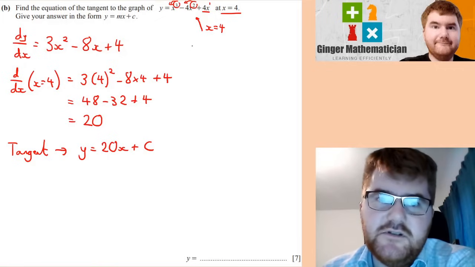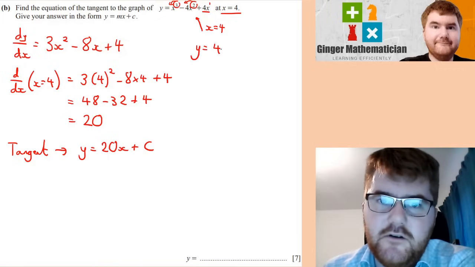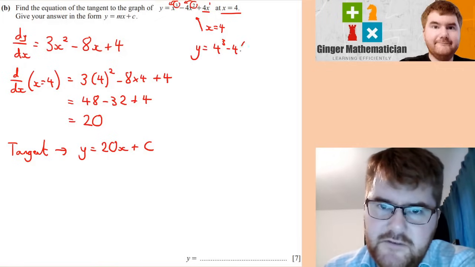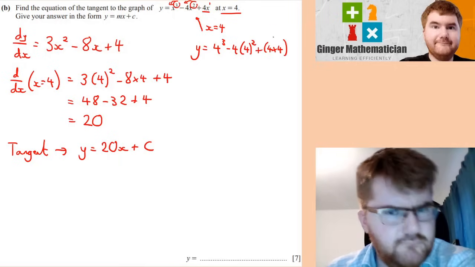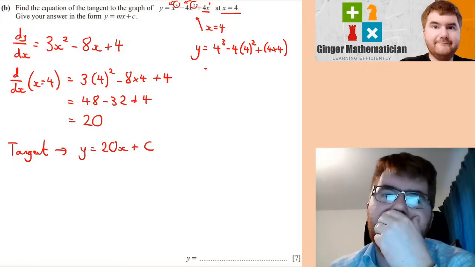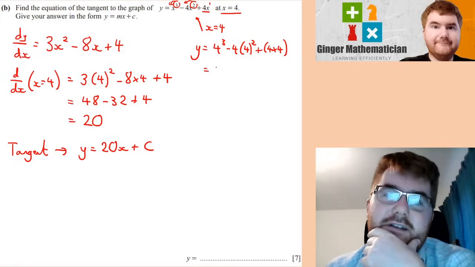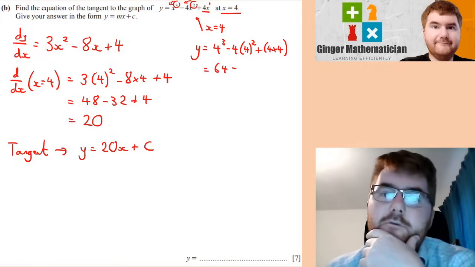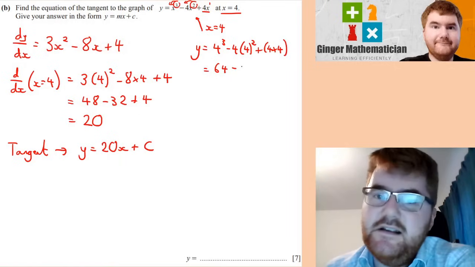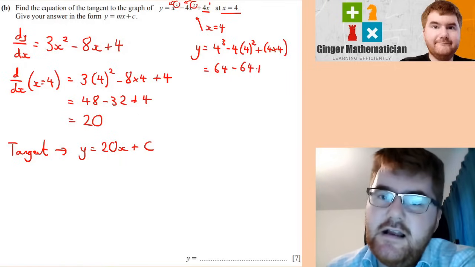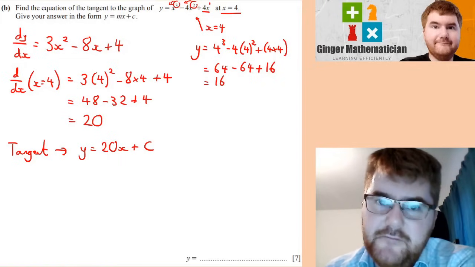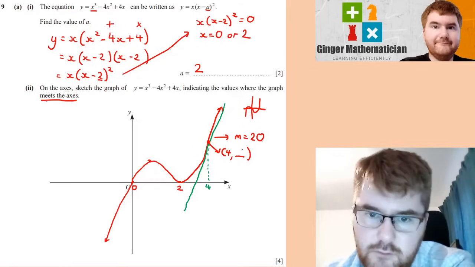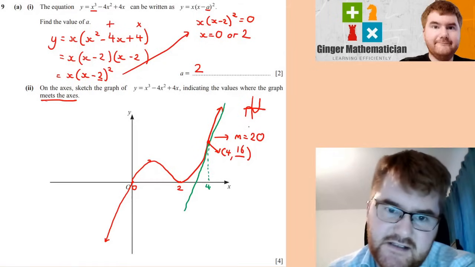So when x is equal to 4, y is equal to 4 cubed minus 4 lots of 4 squared plus 4 times 4. That's a lot of 4s. That is definitely a lot of 4s. So 4 cubed is equal to 64. Well, 4 squared is 16, 16 times 4 is 64. Oh, that's nice, that cancels. And then we get 4 times 4 is 16. So when x is 4, y is 16. So this coordinate is actually 4, 16.